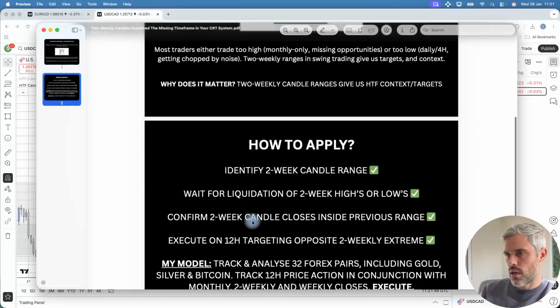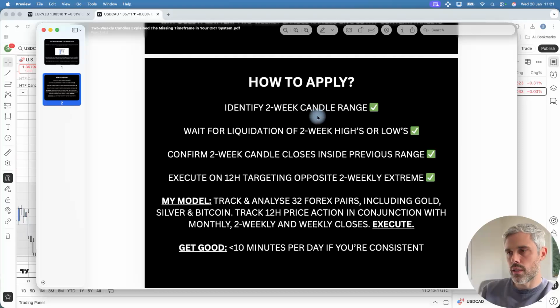So how do you apply this? Identify your 2-week candle range, always in conjunction with weekly and monthly candles. Wait for liquidations of 2-week highs or lows, and then confirm 2-week candle closes inside previous ranges, or at least look for market structure shifts or order flow shifts towards the end of the candle. If it's the manipulation candle, then execute using your 12-hour price action, targeting the opposing extreme of the 2-week candle that you're manipulating. So you're looking for that accumulation, manipulation, distribution pattern in conjunction with the monthly time frame.